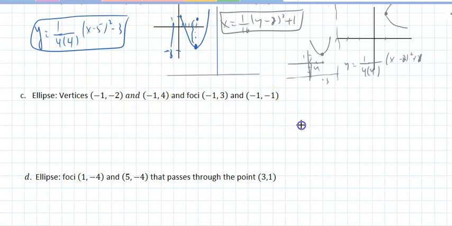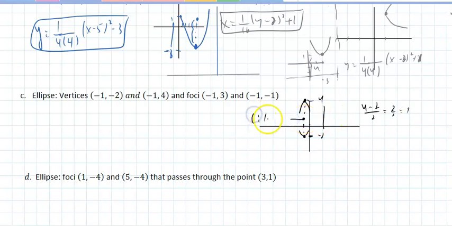And what if I have an ellipse? The vertices are at -1, -2, and -1, 4. Where's the center? If I run from -2 to 4, where's the center? 4 minus 2 divided by 2, the midpoint, right? 2 over 2, that's at 1. The center is at -1, 1. So it is x plus 1 squared plus y minus 1 squared equals 1.